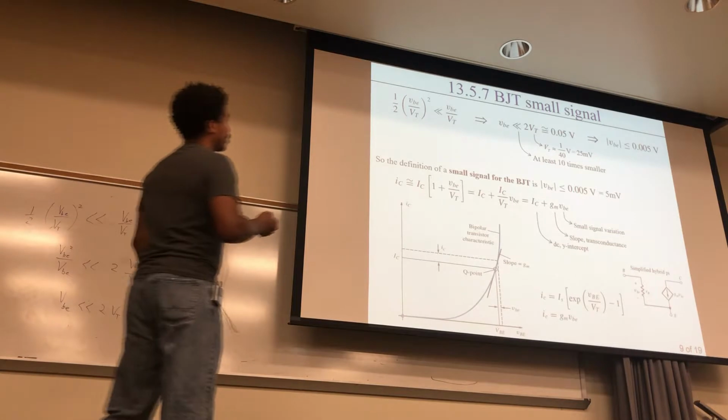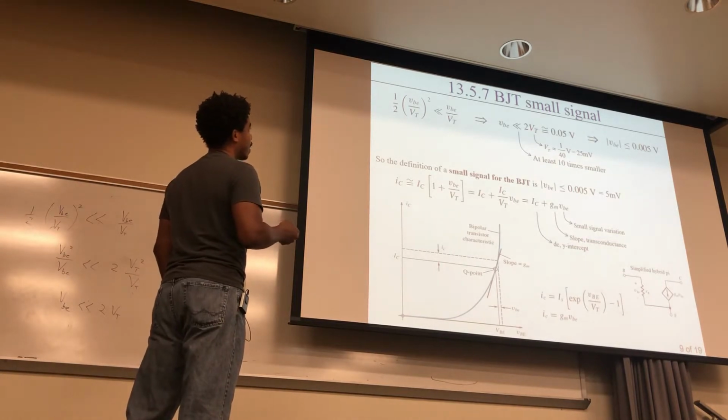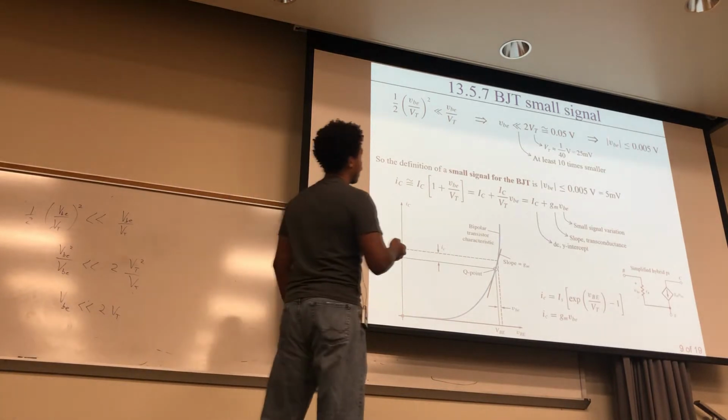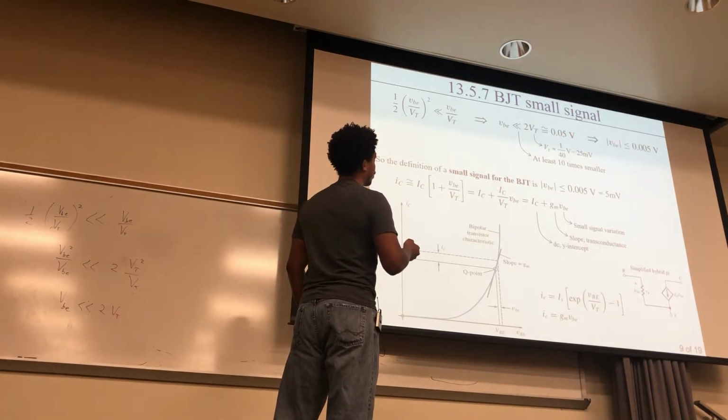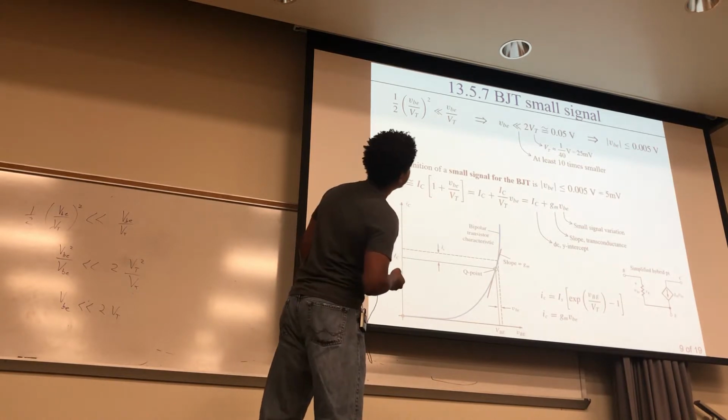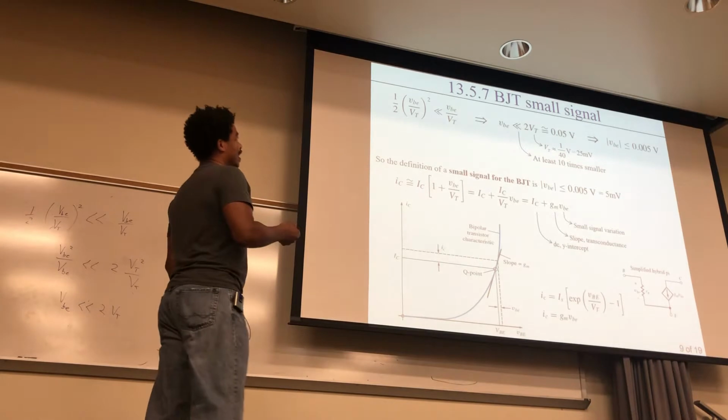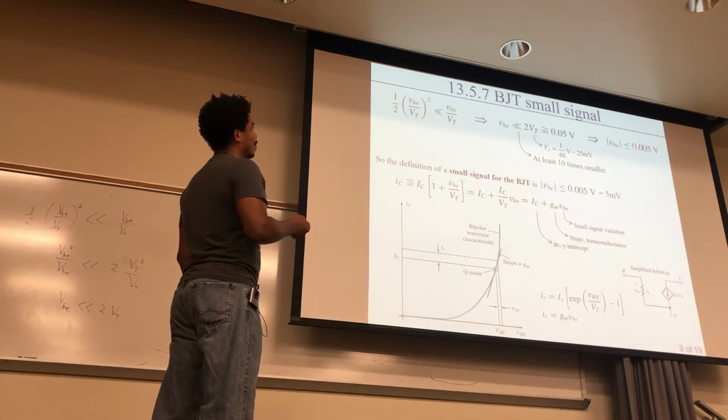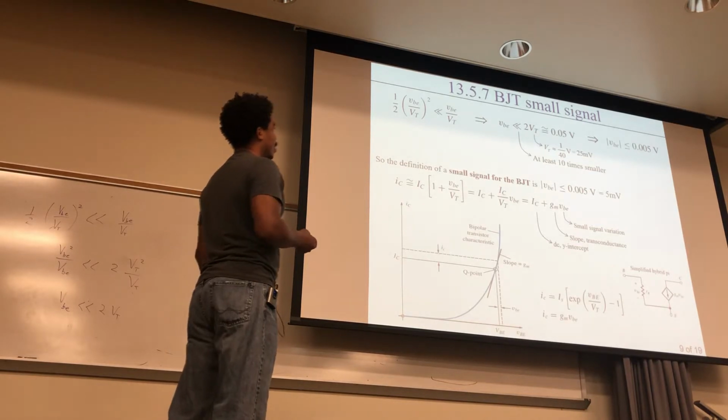And so 2 times that is 50 millivolts right here. What that implies is that your VBE has to be less than this 50 millivolts. Yeah, let me explain this.